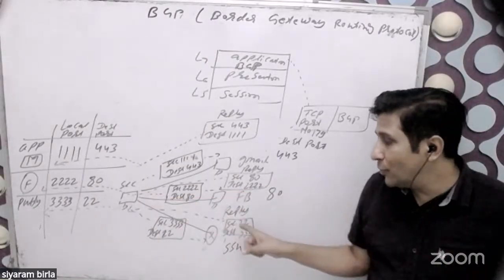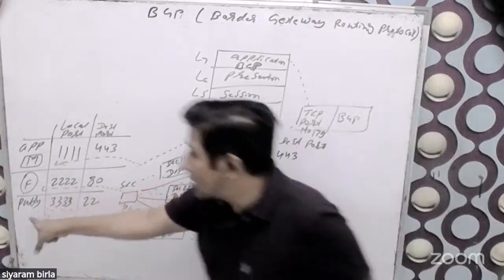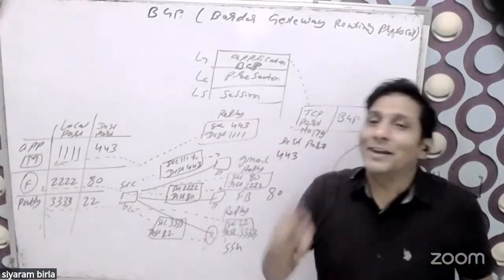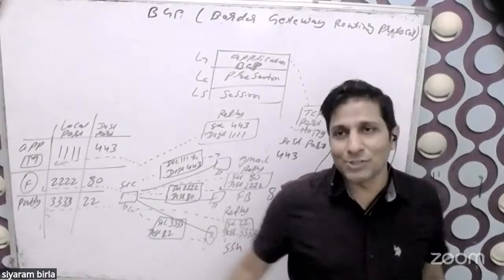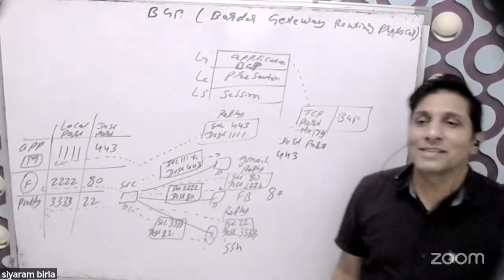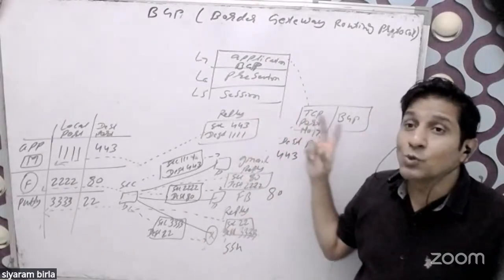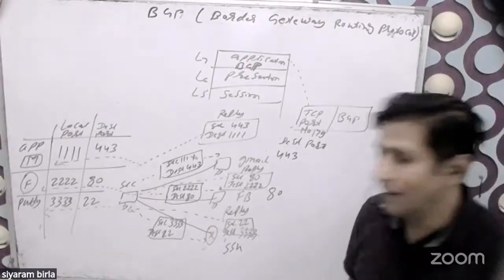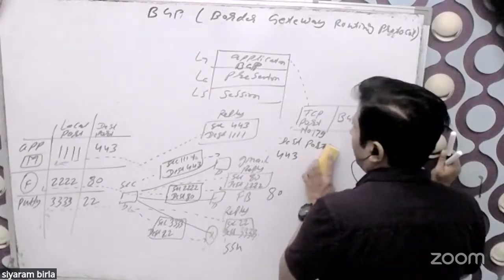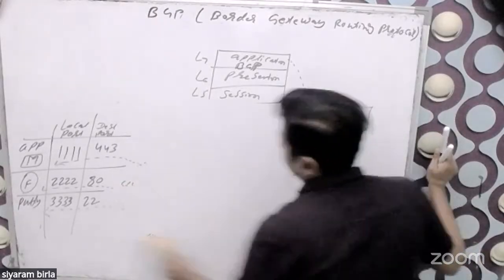So why do we need a port number? To identify the application. Similarly, my BGP works at layer 7, so at layer 4 it uses the port number. The BGP port number is 179.